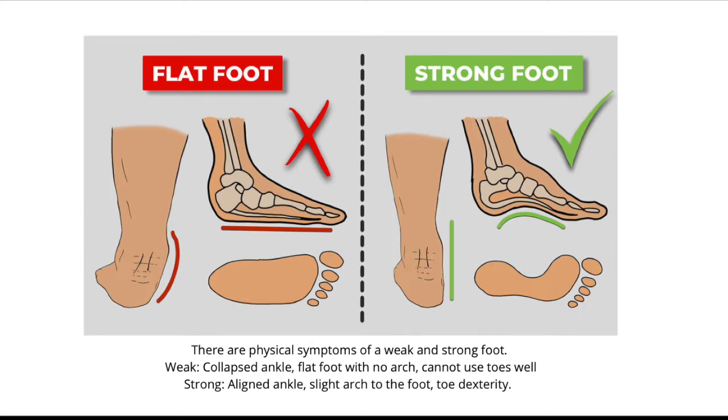There are telltale signs and symptoms of a weak and strong foot. A weak foot will have a collapsed ankle, a flat foot with little to no arch, and 0 toe strength, or you just can't move them very well. A strong foot has an aligned ankle, slight arch to the foot, and good toe dexterity, meaning you can move them around. Now that you're aware of the anatomy and physiology of our feet, let's take a look at how shoes have negatively impacted the shape and size of our feet.